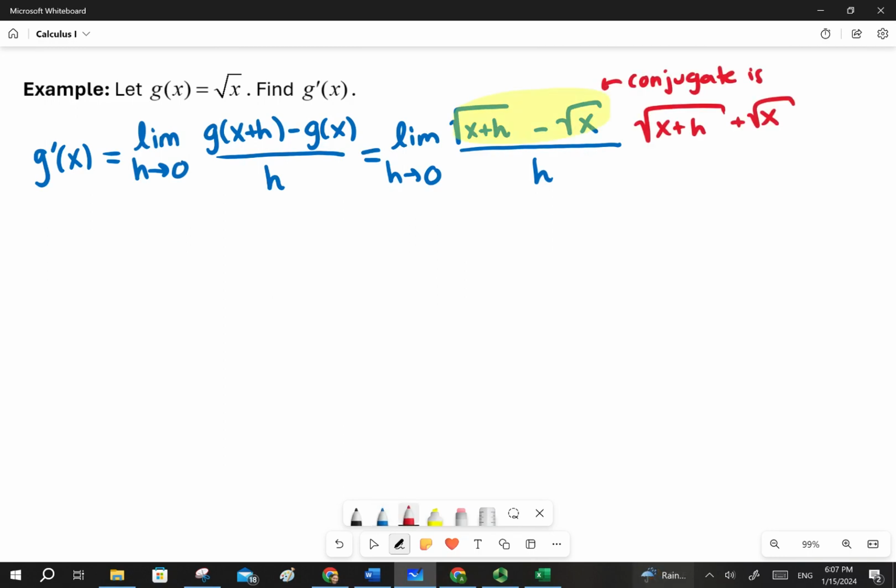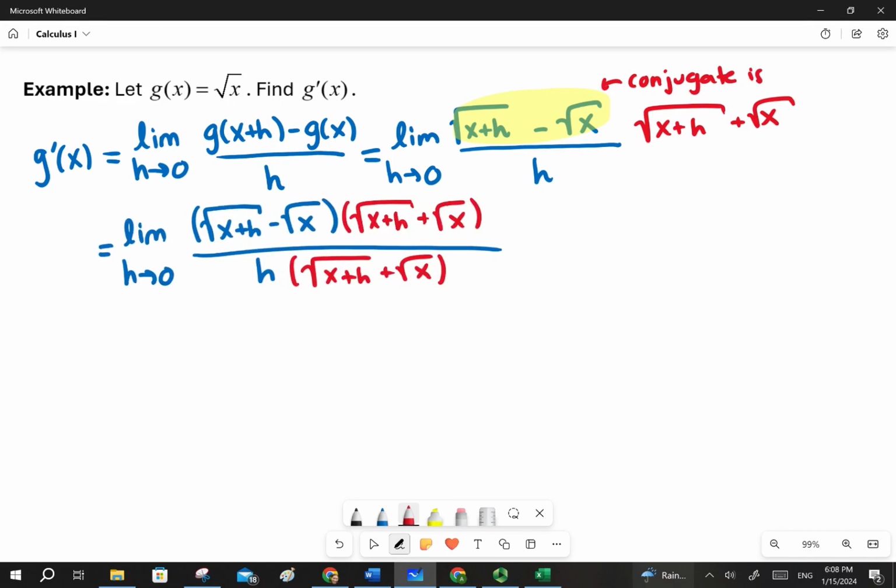The conjugate of the square root of x plus h minus the square root of x is the square root of x plus h plus the square root of x. And when we multiply the numerator and denominator of the fraction by the square root of x plus h plus the square root of x, we get the limit as h approaches 0 of the square root of x plus h minus the square root of x times the square root of x plus h plus the square root of x, all over h times the square root of x plus h plus the square root of x.